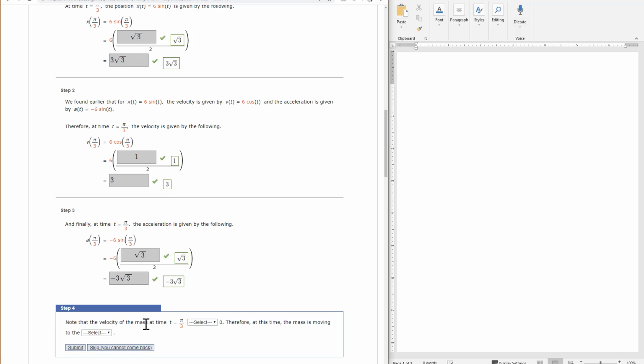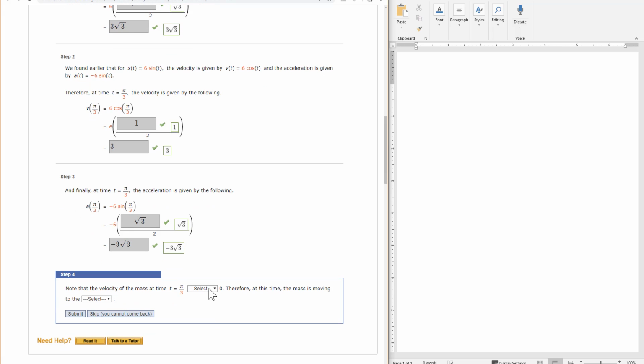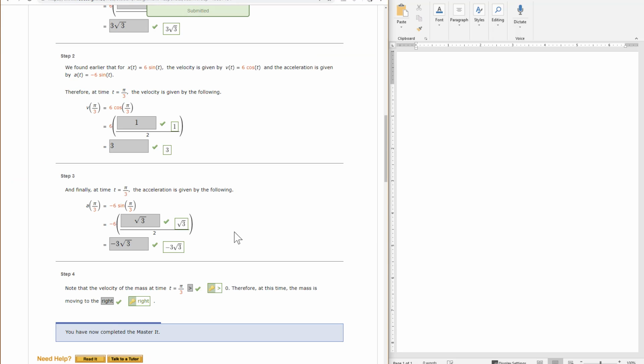So note that the velocity of the mass at time t is equal to 3. So the velocity, this number over here, positive 3, is going to be bigger than 0, and therefore at this time the mass is moving to the right. So let's do our final check. And that looks good. All right, so hope this helps.